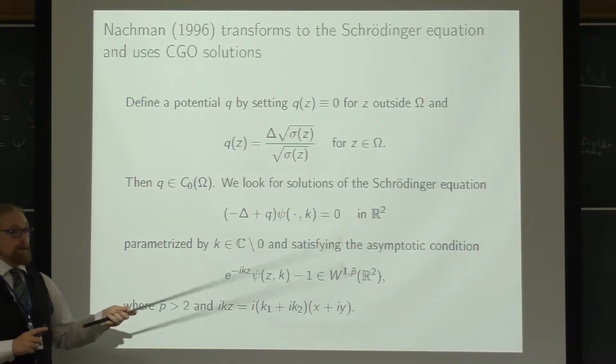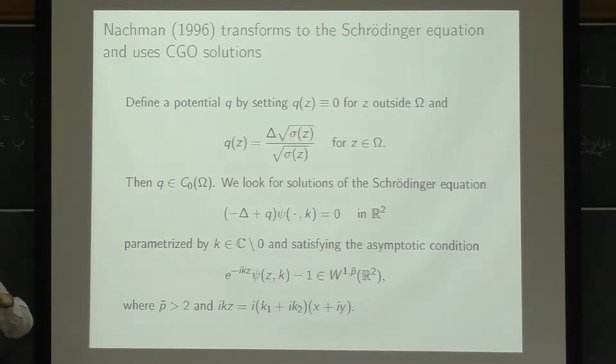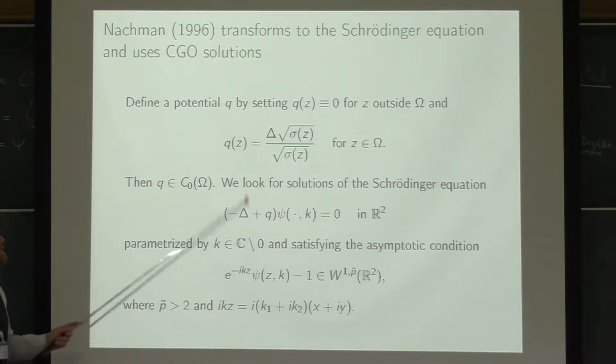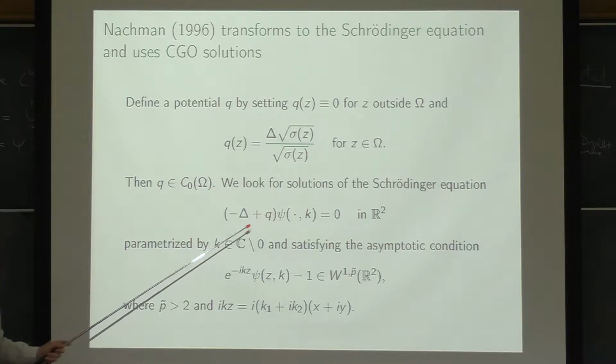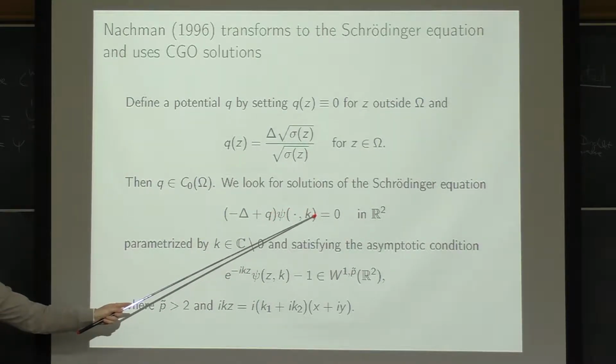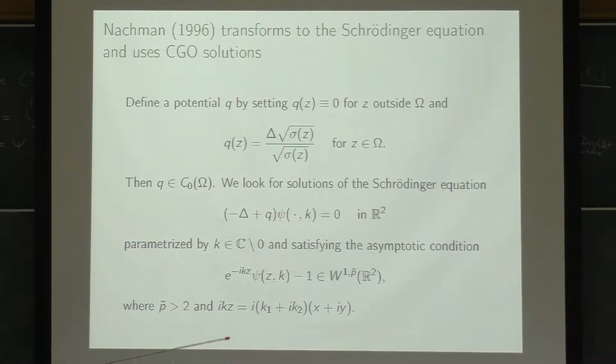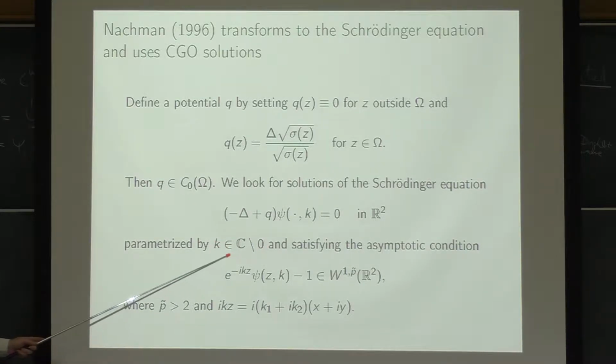And then also let's assume that the conductivity is constant 1 in a neighborhood of the boundary. So then q will be a nice continuous function that we can 0 extend to all of the plane. So then we actually have q in C0 of R2. And then let's look at this Schrödinger equation. So we have minus Laplace plus this function defined in all of the plane. And then we look for special solutions of the Schrödinger equation parameterized by a complex number k. In this case, let's take just non-zero k.